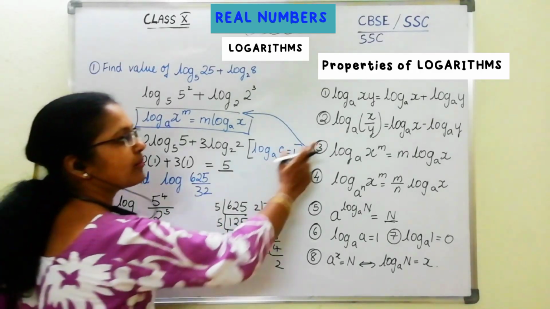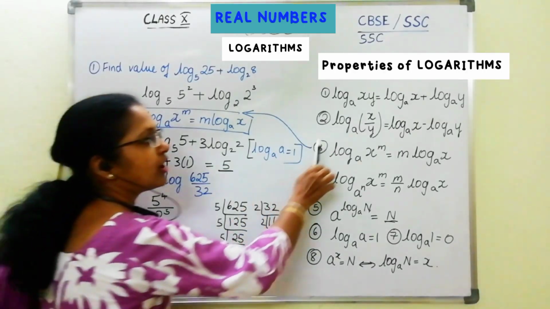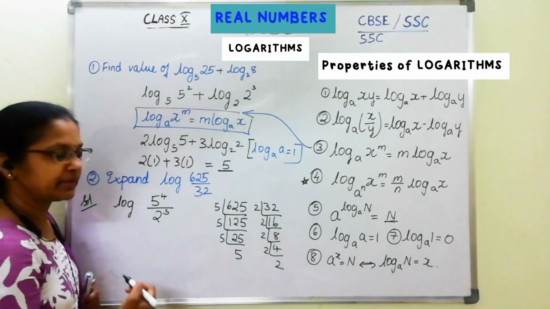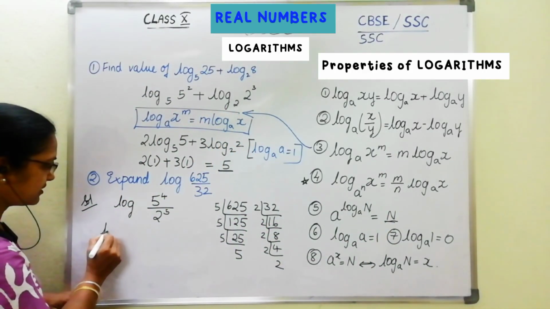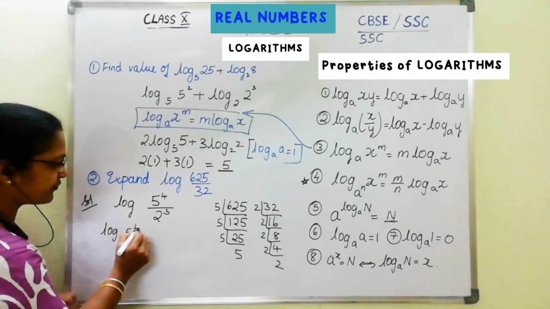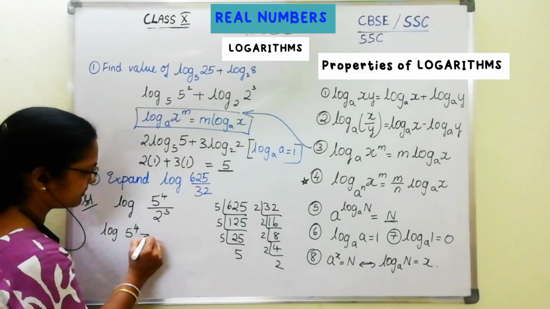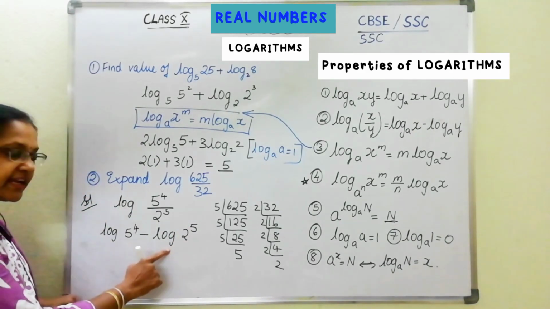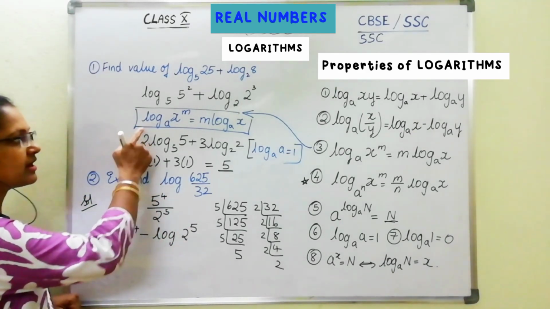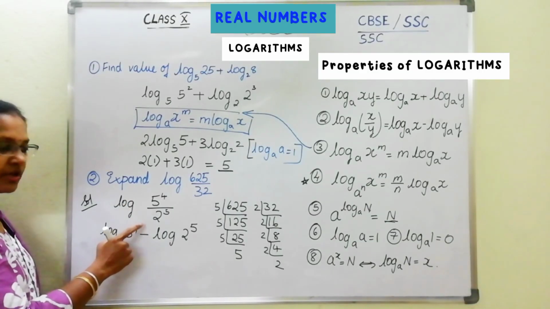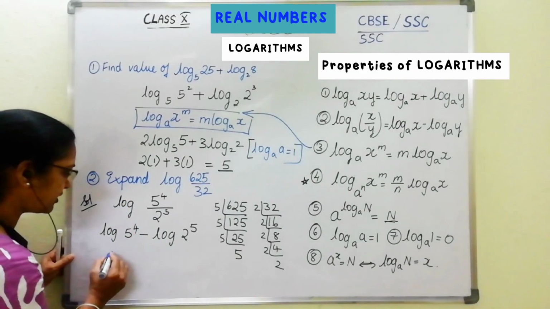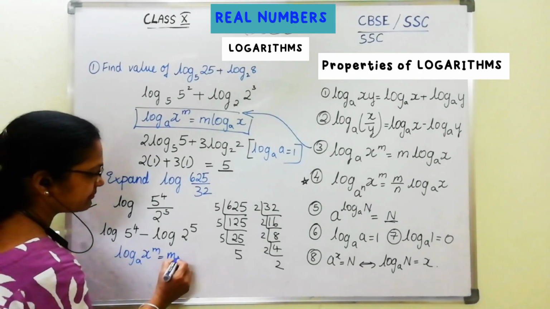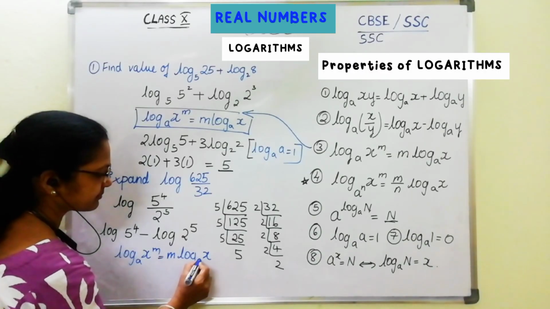Now this is clearly in the form of the quotient rule. Log x by y is equal to log x base a minus log y base a. So we just write it as log 5 power 4 minus log 2 power 5. So when we write like this, here again this formula comes into picture, the power rule. So you need to mention the formula compulsorily. So log x power m base a is equal to m log x base a.